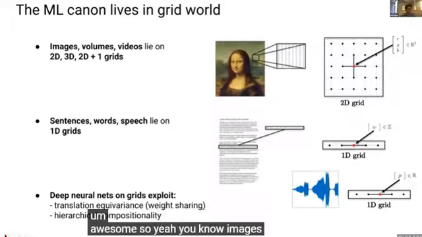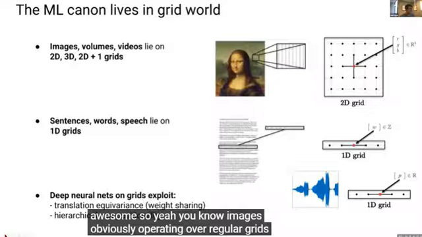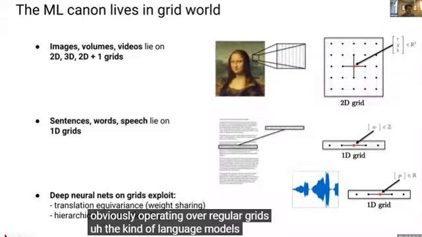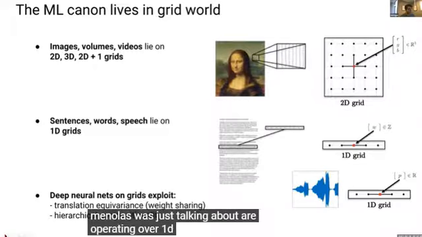Awesome. So yeah, images obviously operate over regular grids. The kind of language models that Manolis was just talking about are operating over 1D grids.